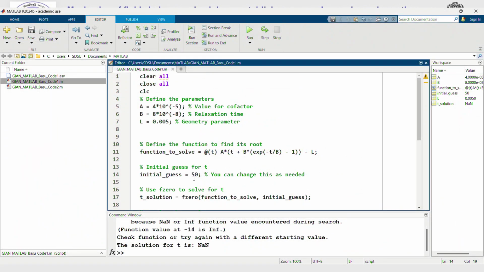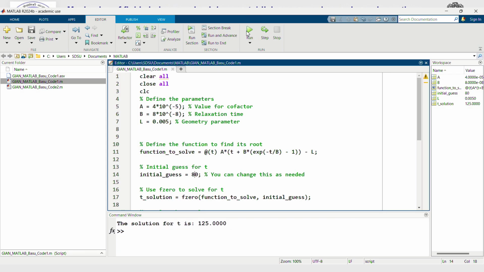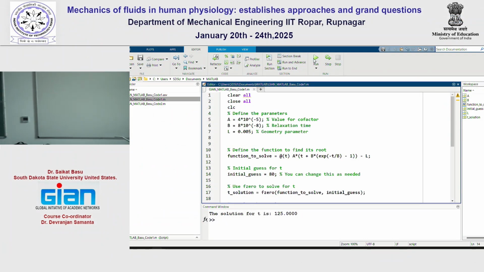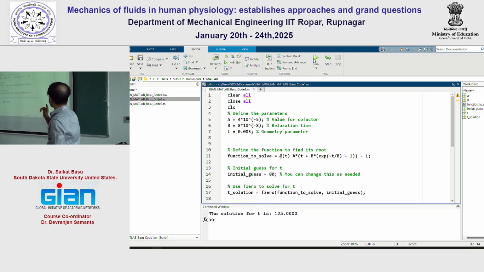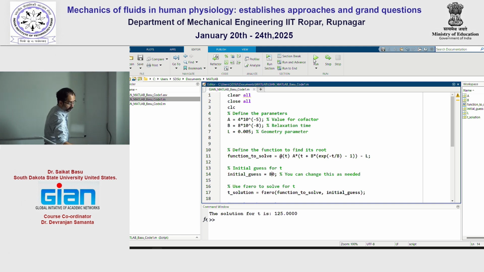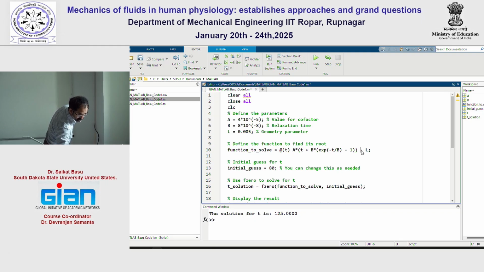Let's make it 80. Now we again converge to that same value that we had before, 125. Now this is for the upper wall deposition. Now what do you think needs to be changed here for the lower wall deposition? The minus and plus on line 11. So this becomes plus. Let's see what happens if I run it.